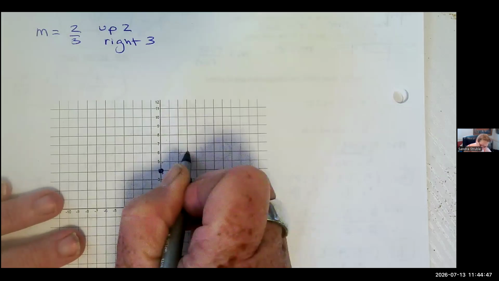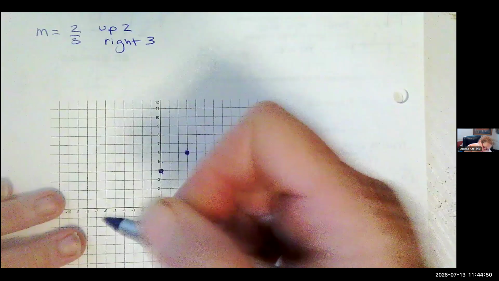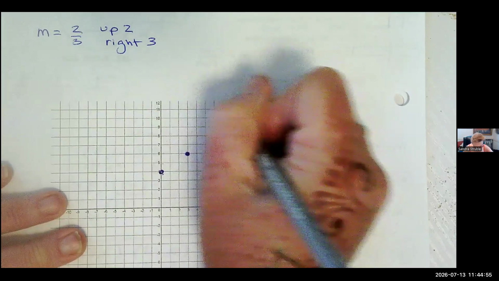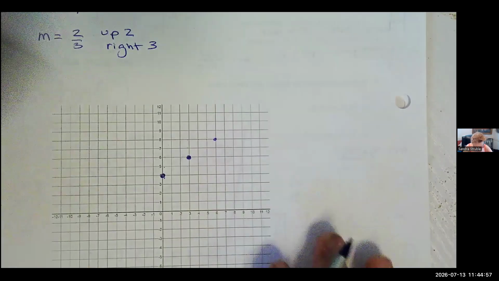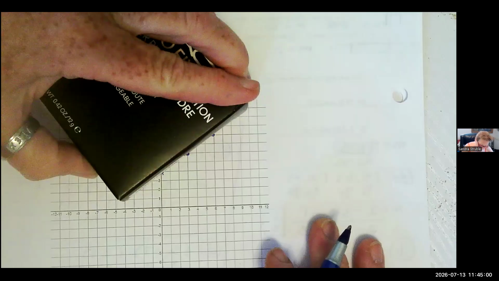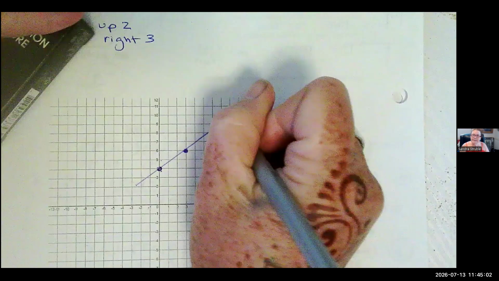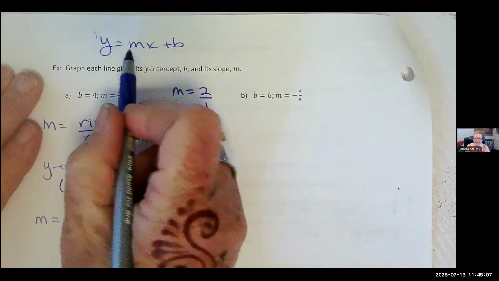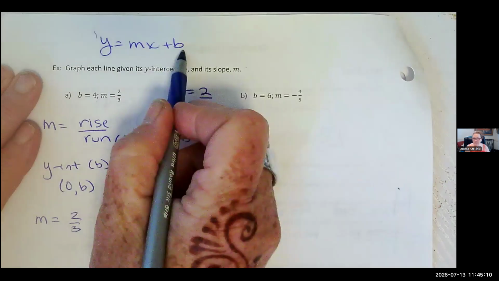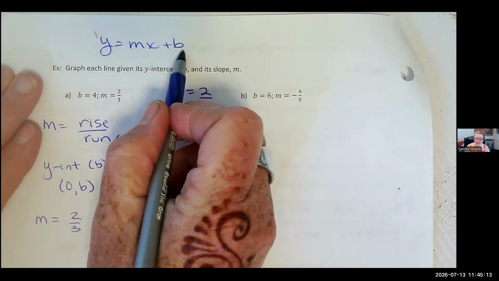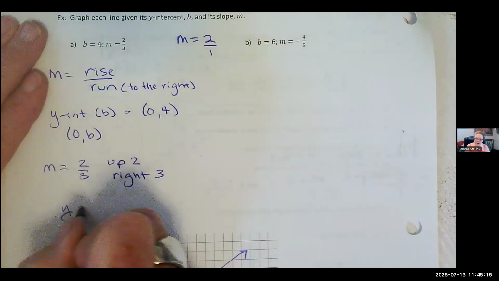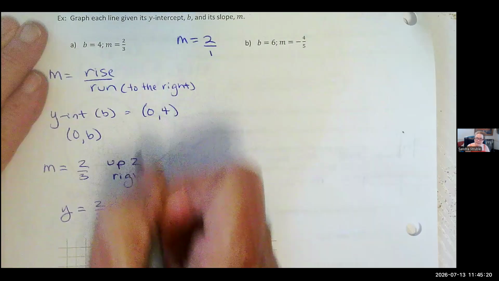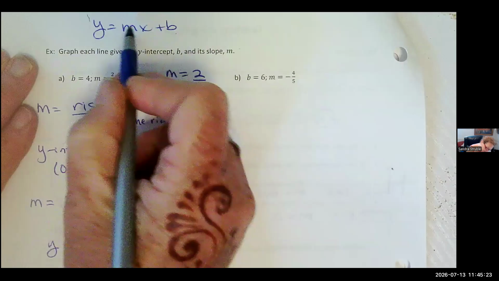In fact, we can continue doing this. Up 2, 1, 2, 3. Up 2, 1, 2, 3. So that is how you create this line. And it should have an arrow in both directions. And like I said up here, it's y equals mx plus b. So we can go ahead and label what this line is. It's y equals 2/3 x plus 4. I'm going to go ahead and label my line.